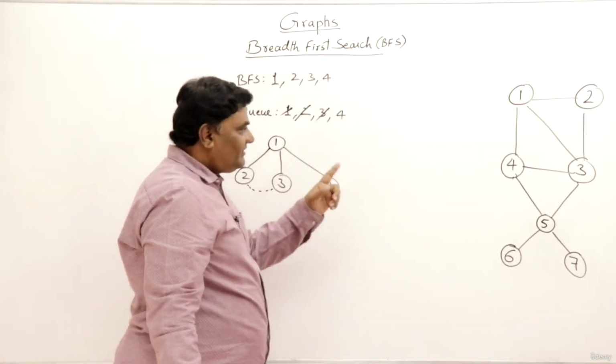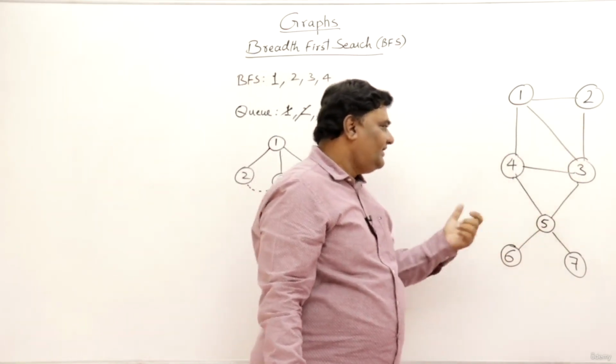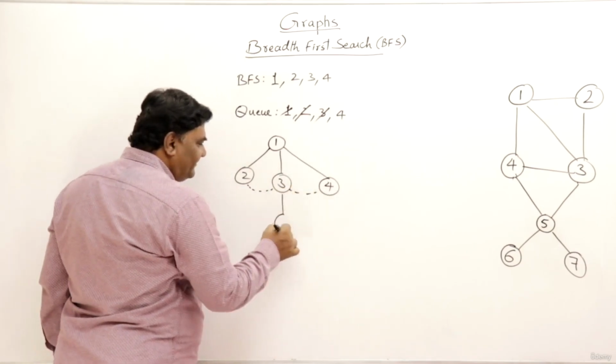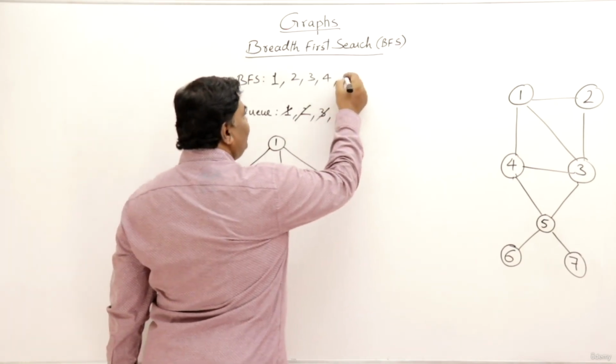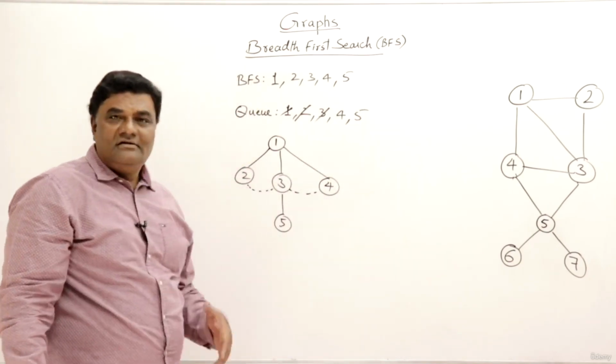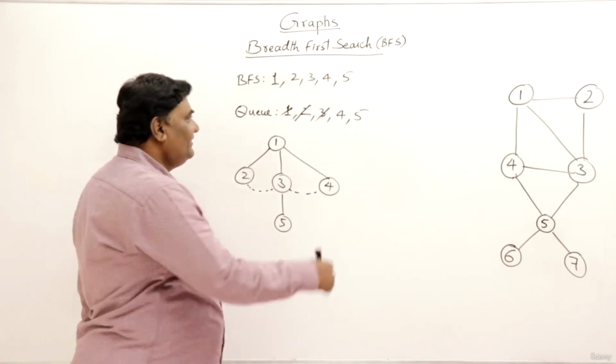3. From 3, what are the vertices that I can visit? I should explore 3. So 2, 4 and 5. 2 is already done. 4 and next is 5. I'll draw it like this. So 5 is a new vertex, visited and inserted in the queue. Now 3 is completely explored. Select the next vertex for exploration.